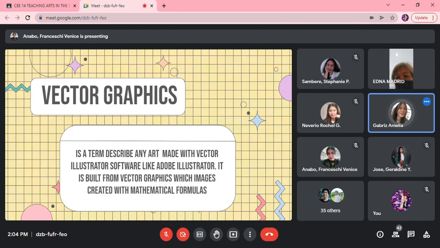That describe any art made with vector illustrator software like Adobe Illustrator. It is built from vector graphics, which are images created with mathematical formulas. So vector graphics uses a mathematical equation para makapag-draw ng design, para makapag-form ng art. Next po.